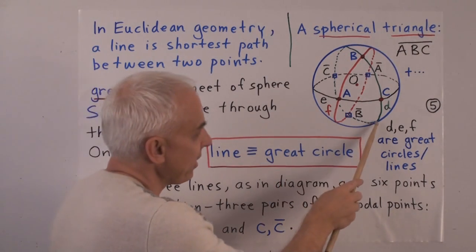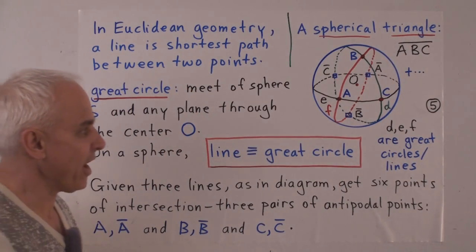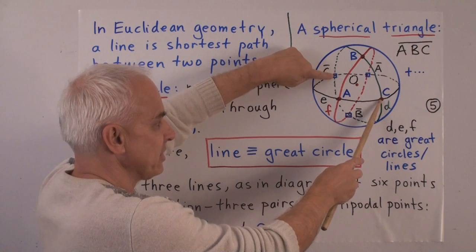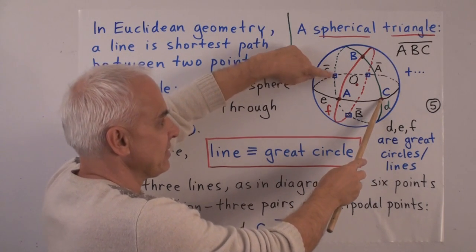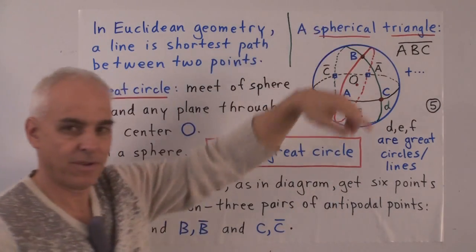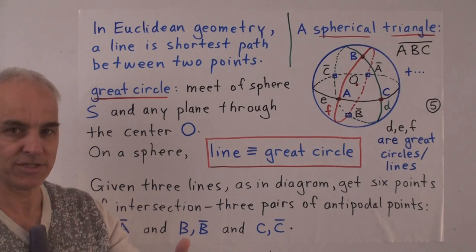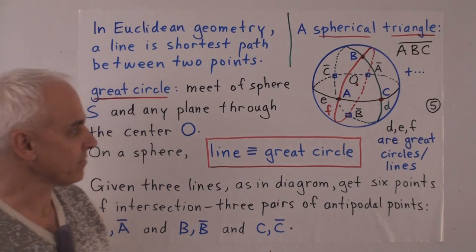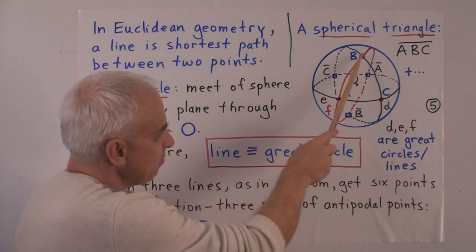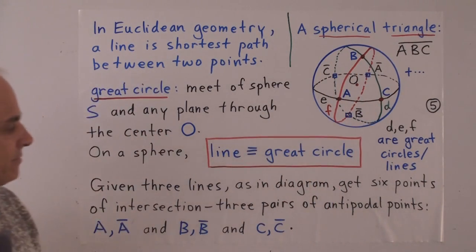If we add now a third line, well, then that third line meets the black line in 2 points, which are antipodal, and it meets the red line in 2 points, which are antipodal. So altogether we get 3 pairs of antipodal points, 6 points altogether. A bar, B bar, and C bar.